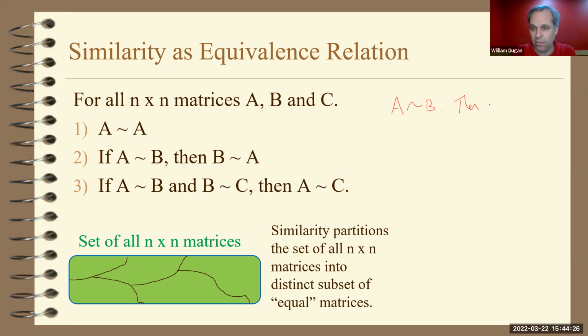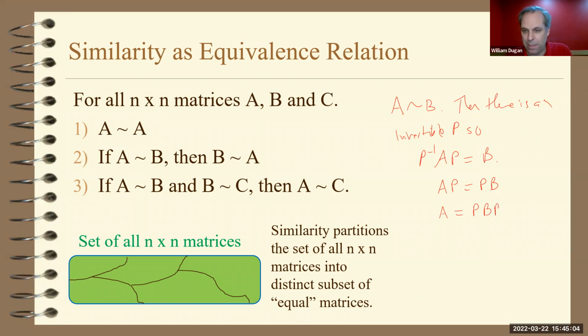Then that means there is an invertible P, so that P inverse times A times P is equal to B. All right, so then what I want you to do is pre-multiply both sides of that equation by P. That would give you A times P equals P times B. In other words, multiply the first equation on the left by P. But then in the second equation, I want you to multiply on the right by P inverse. That will then give you that A is equal to P times B times P inverse.